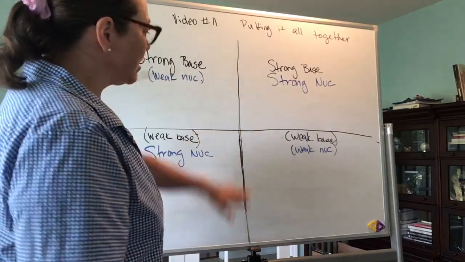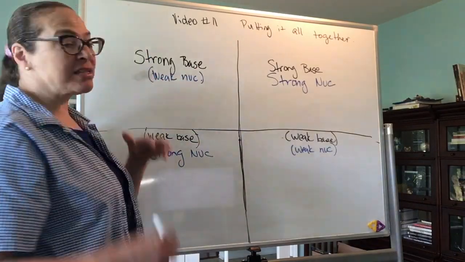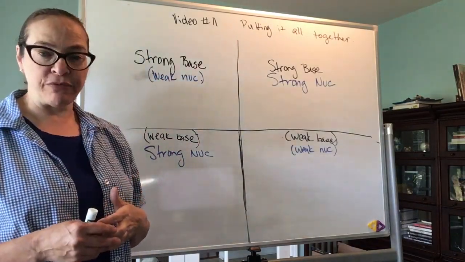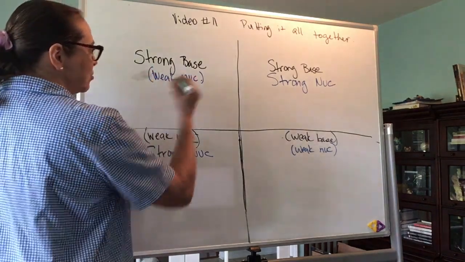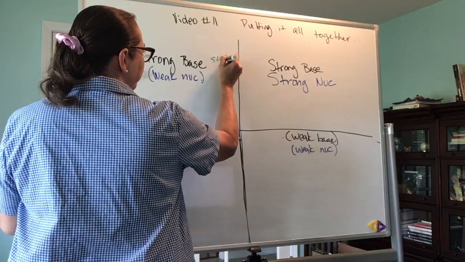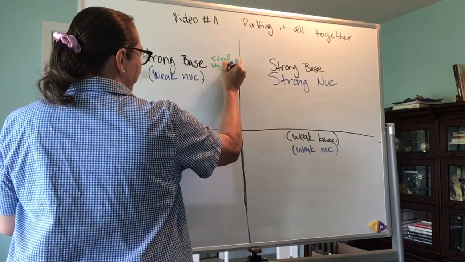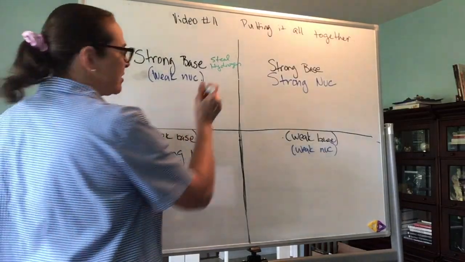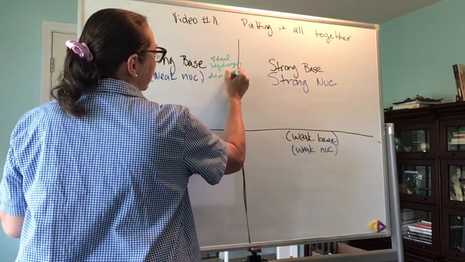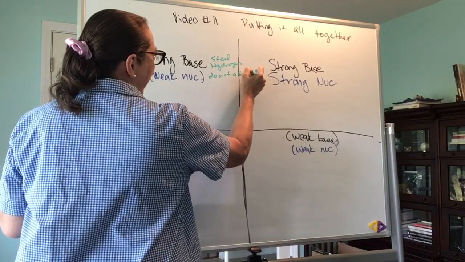So if we divide it into 4 different corners, we have certain things that are really strong bases but weak nucleophiles. Again, what does that mean? That means that they have a tendency to steal hydrogens, but they do not attack the alpha site.